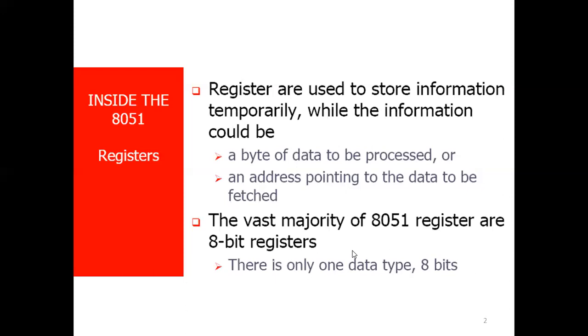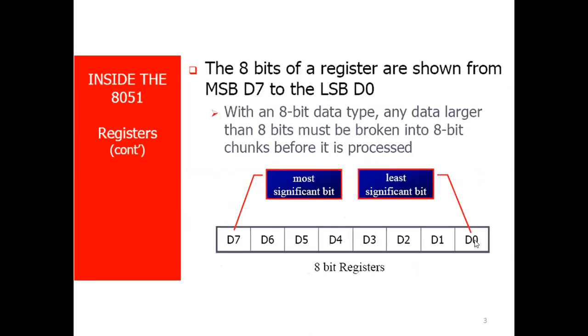If you have 16-bit data, then we have to divide that data in the form of bytes, and 1 byte at a time will be handled. Now in the next slide you can see this 8-bit data, D0 to D7, where D0 is known as the LSB, the least significant bit, and D7 is known as the most significant bit. Any data larger than 8-bit must be broken into 8-bit chunks before it is processed.